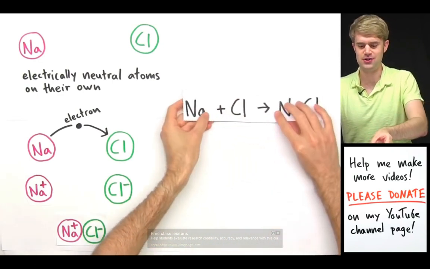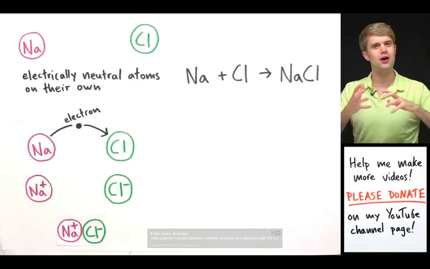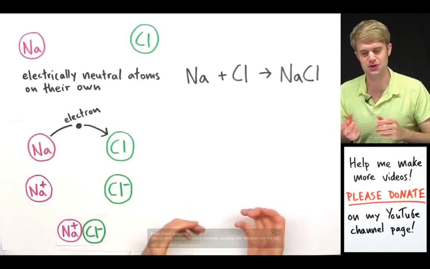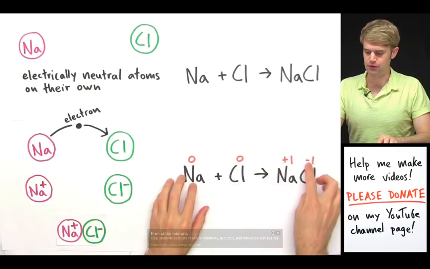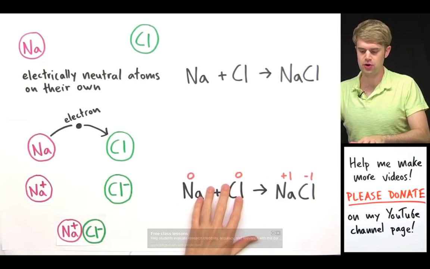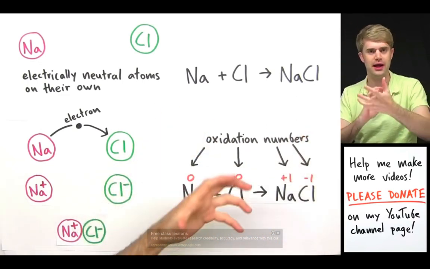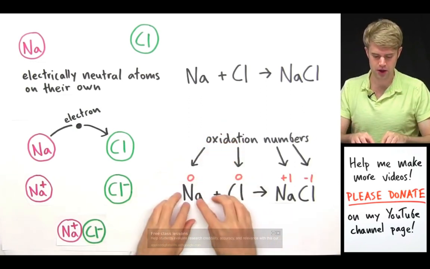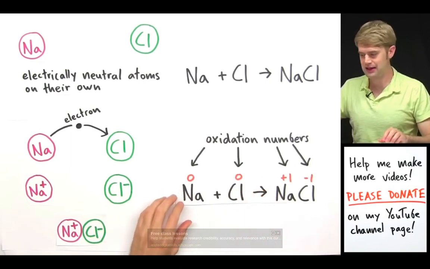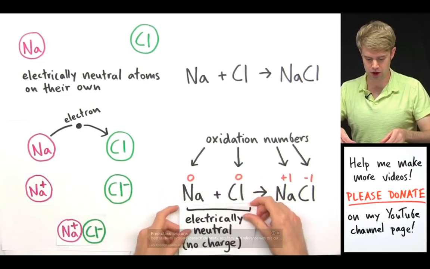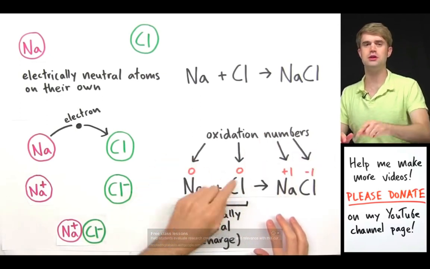So here's the equation that I showed you earlier that describes this process. There are a couple things that I could add to this, though, to make stuff a little clearer. Check out these numbers that I've written in here in the red. These are called oxidation numbers, and they give me a sense of what's happening with the electrons and with the charges. So above Na and Cl, I've written zeros. That indicates that these two atoms start out being electrically neutral. They have no charge. That's what the zero means.